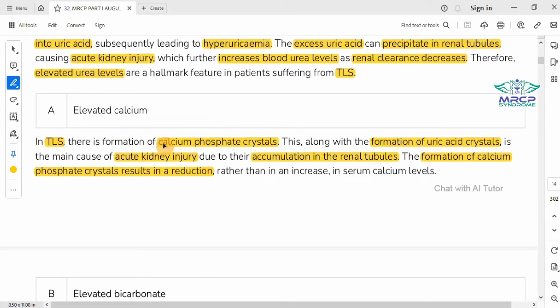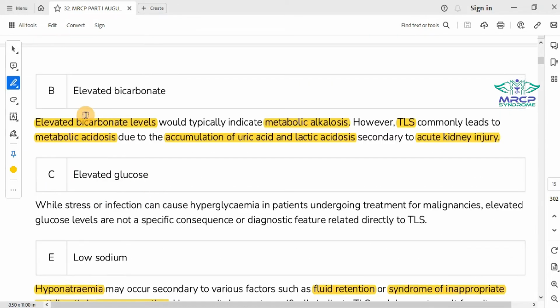In TLS, there is formation of the calcium phosphate crystal. This, along with the formation of uric acid crystal, is the main cause of AKI due to accumulation in the renal tubules. The formation of calcium phosphate crystals results in a reduction rather than an increase in the serum calcium level. An elevated bicarbonate level would typically indicate metabolic alkalosis, and in case of TLS, we will get the metabolic acidosis due to an accumulation of the uric acid and lactic acidosis as a consequence of the AKI.